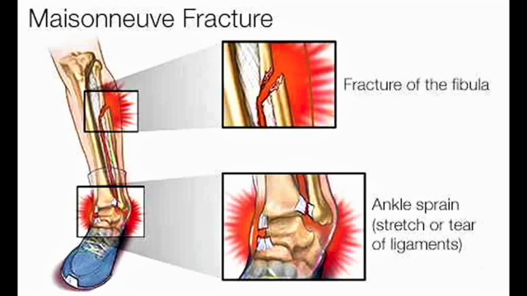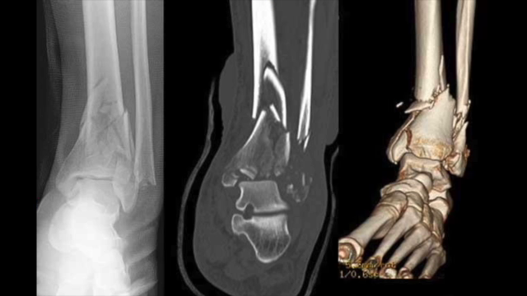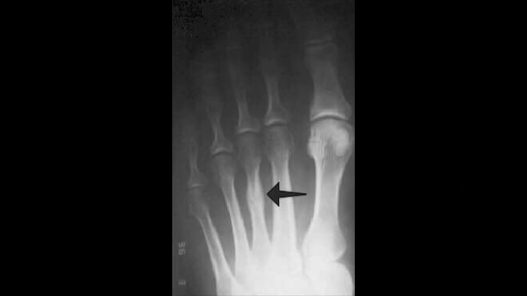Next, the pilon fracture or tibial plafond. Fracture of the distal tibia with impact with the talus, an axial load, interrupting the ankle joint space, such as in a high impact trauma. The fracture extends into the ankle joint. Clinical manifestations: severe pain, swelling, and deformity. For management, open reduction and internal fixation.